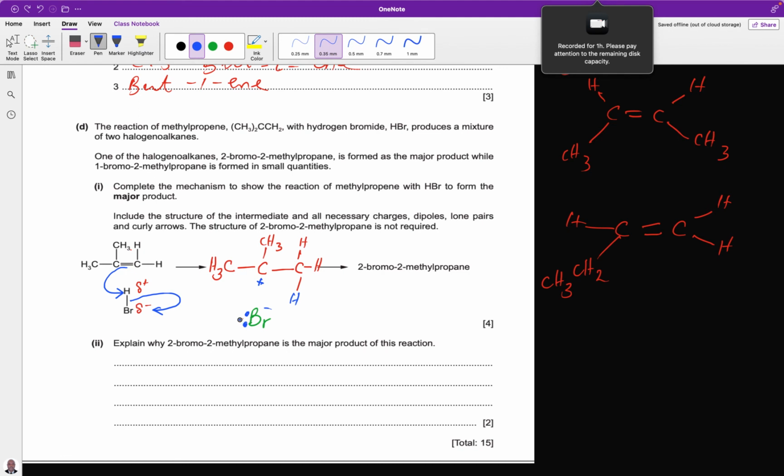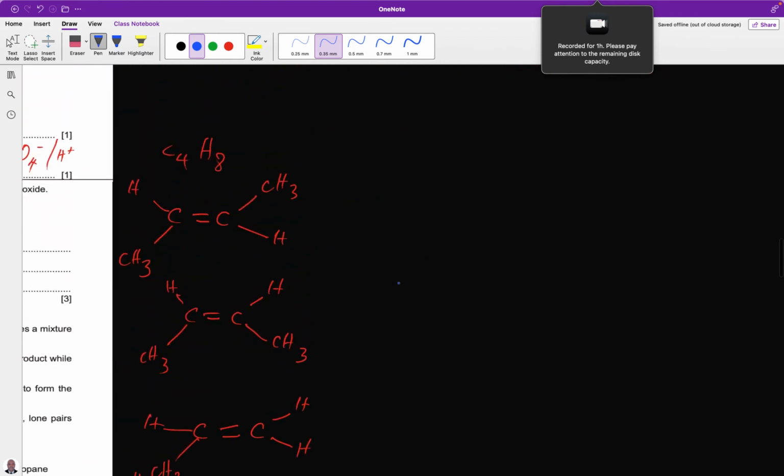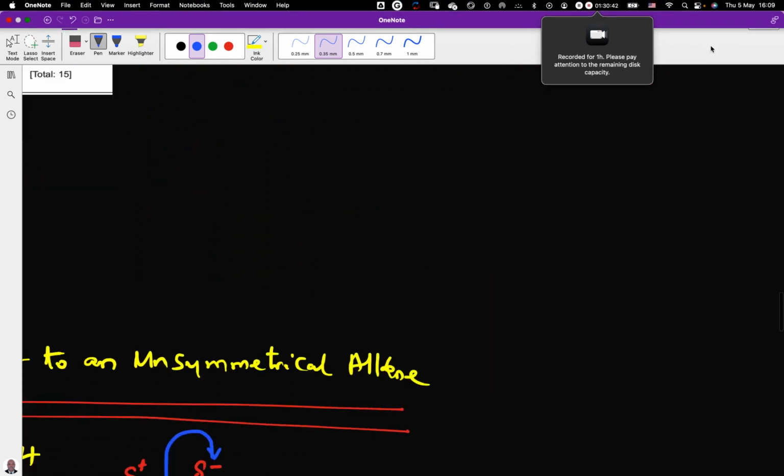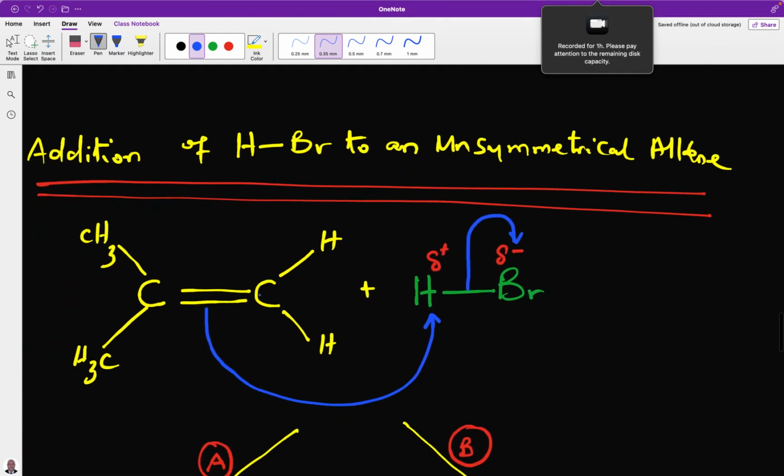Here we'll have this attacking this one here. You see now, it now attacks that one there. And that will finally result in what we will say is 2-bromo, 2-methyl propane. For revision purpose, please, I want you to better understand this.